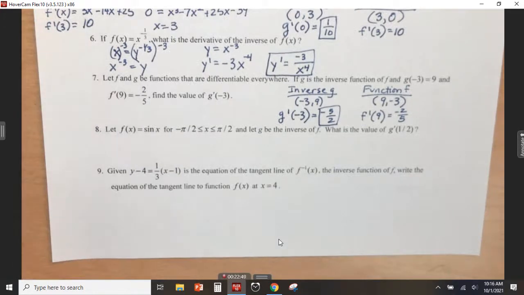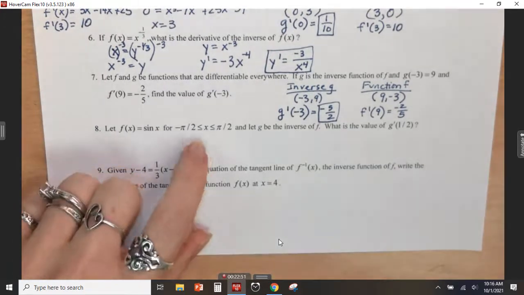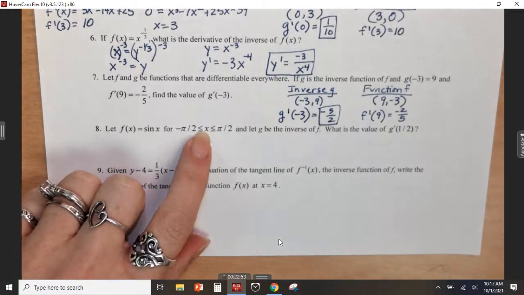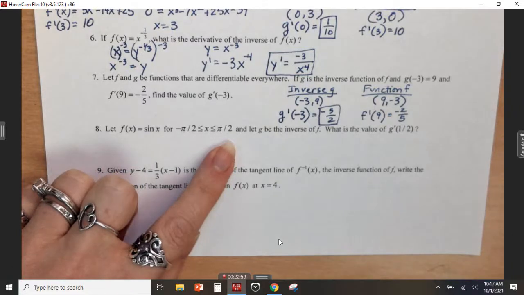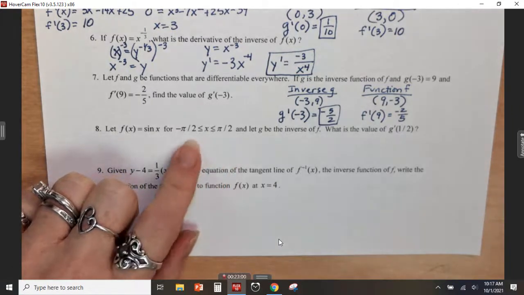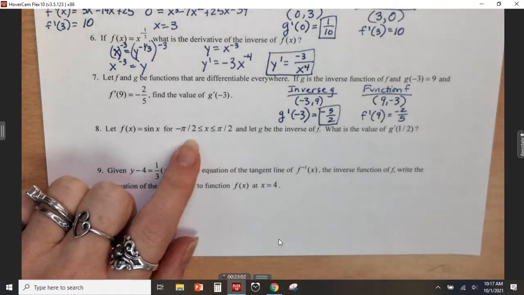All right. Number 8. Let f of x equal the sine of x for the domain x values from negative pi over 2 to positive pi over 2. Picture your unit circle. Where is the angle negative pi over 2 with respect to the origin?